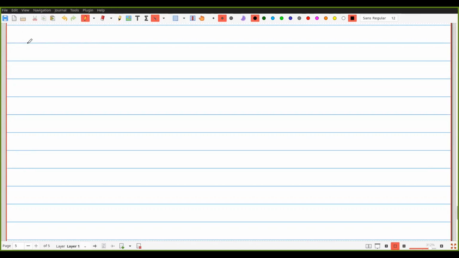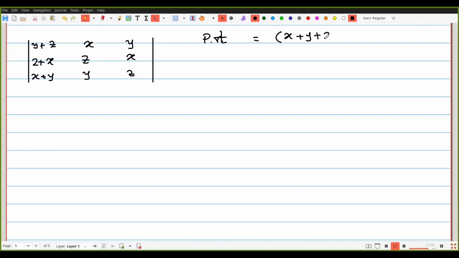Next problem, we will do it using row column operations rather than expansion. Suppose given the determinant with rows: y plus z, x, y; z plus x, z, x; x plus y, y, z. Just find the value or prove that it has the value x plus y plus z into x minus z whole square.